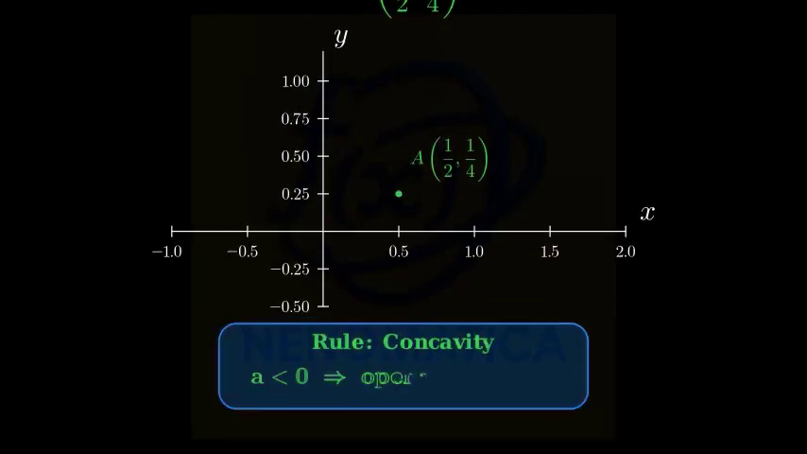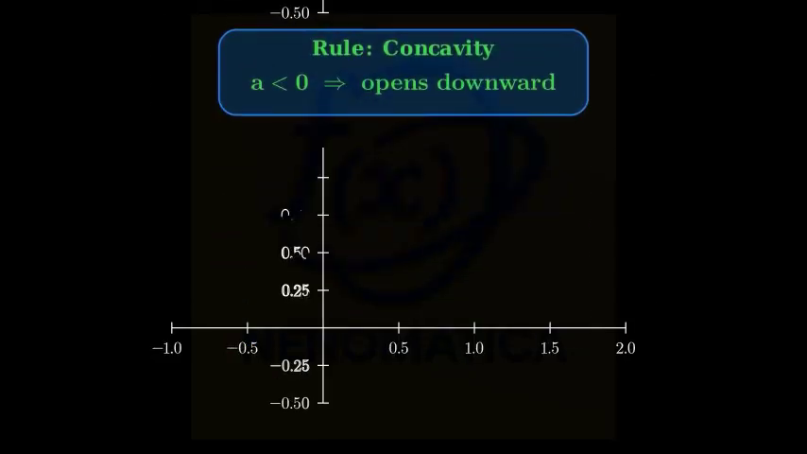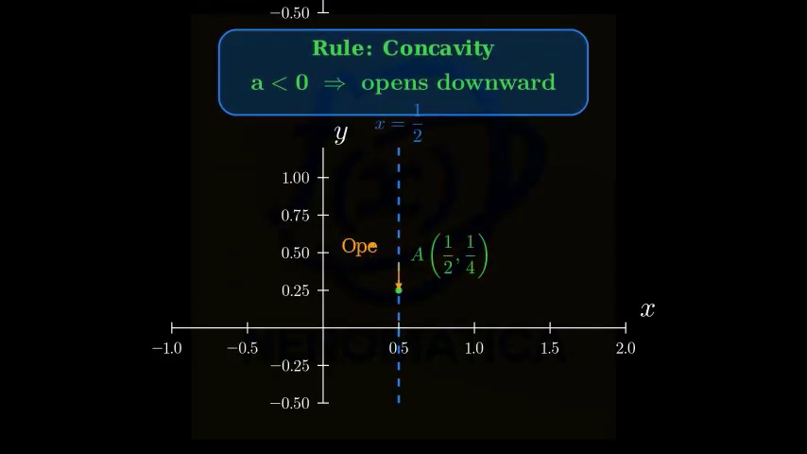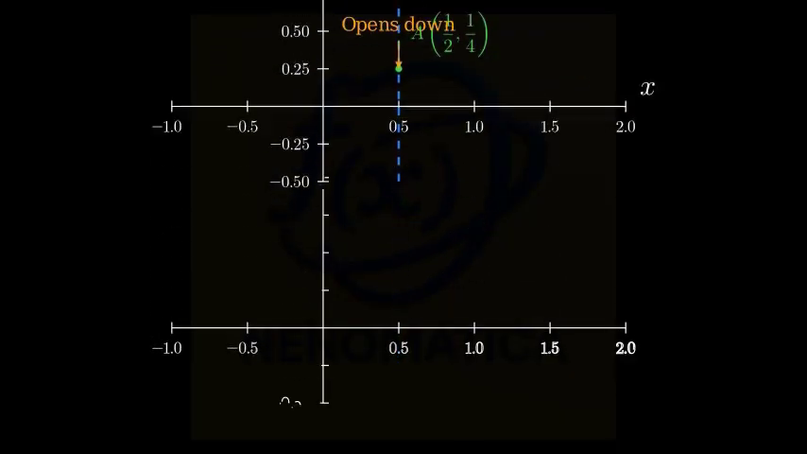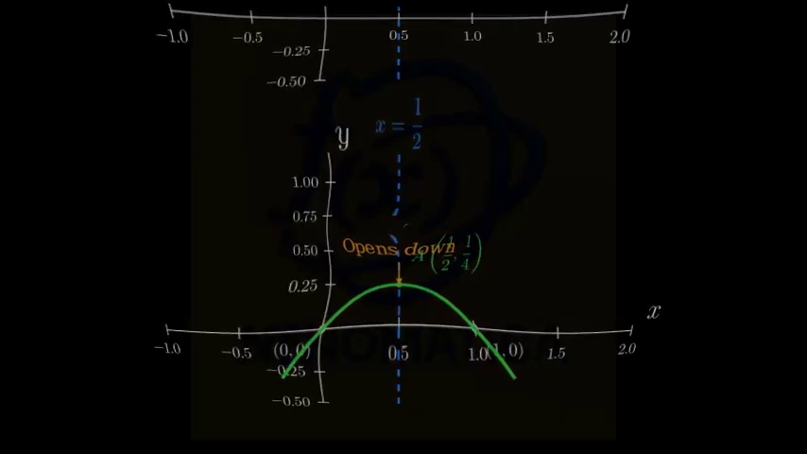Step 3. The axis of symmetry is the vertical line x equals 1/2. Because a is negative, the parabola opens downward, and the vertex is a maximum. Step 4. Plot a couple of easy points and sketch the parabola. Notice the x-intercepts at x equals 0 and x equals 1, so the points (0, 0) and (1, 0) lie on the graph. We will draw a smooth curve through these points and the vertex, symmetric about the axis.